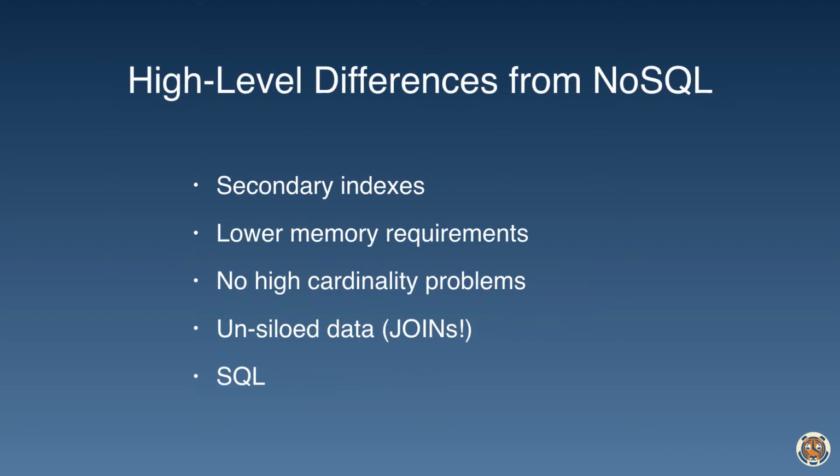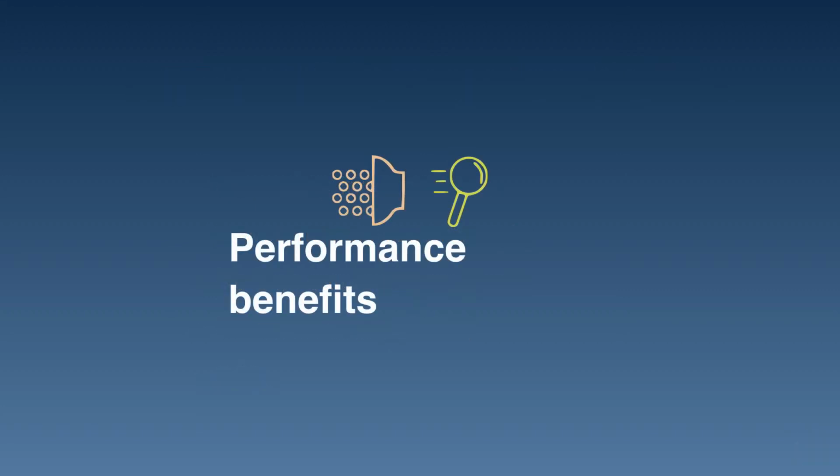The differences from a NoSQL database, I think the most important is that we support secondary indexes. We have much lower memory requirements, and we don't have any problems with high cardinality. We also allow you to unsilo your data. So now you can contain metadata as regular Postgres tables alongside your time series tables, and you can do proper joins across them, and you get all of the power of SQL.